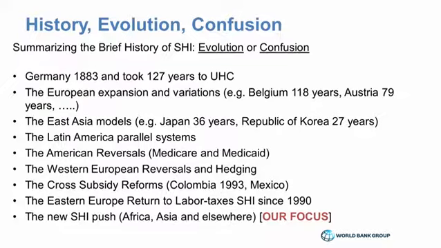Germany started in 1883, took 127 years. Then there was other European expansion, which also took quite a long time. Then there was an East Asia model. I'm going to take you through each one very briefly. Then there came the Latin America systems, American systems, Medicare and Medicaid, which changed the game completely. And we'll talk about why that is the case. Then came Western European reversals. Then came cross-subsidy models. We talked about it yesterday, Colombia and Mexico, where they added, on top of payroll tax contribution, a non-contributory regime. And then there's this new push in Eastern Europe and then in Africa and Asia, which is our focus. This new push for social health insurance.